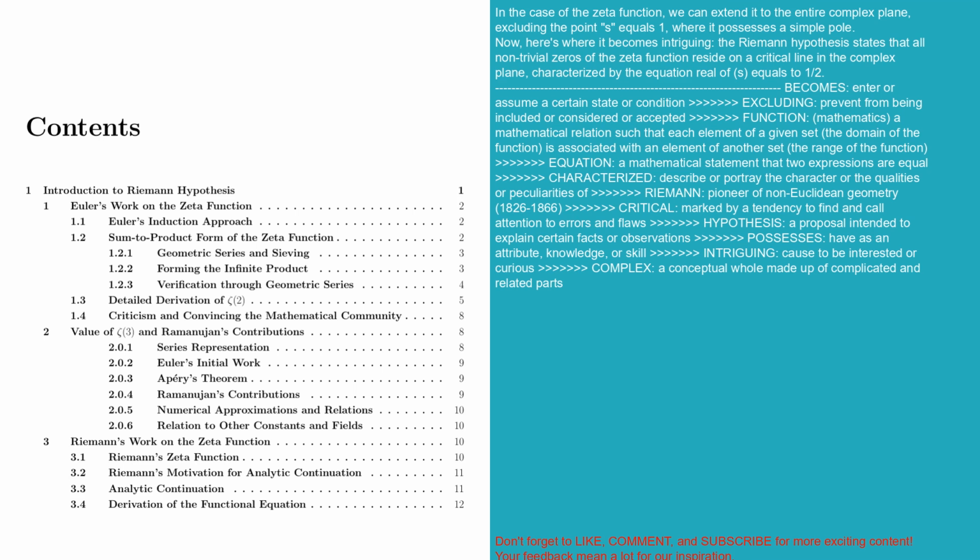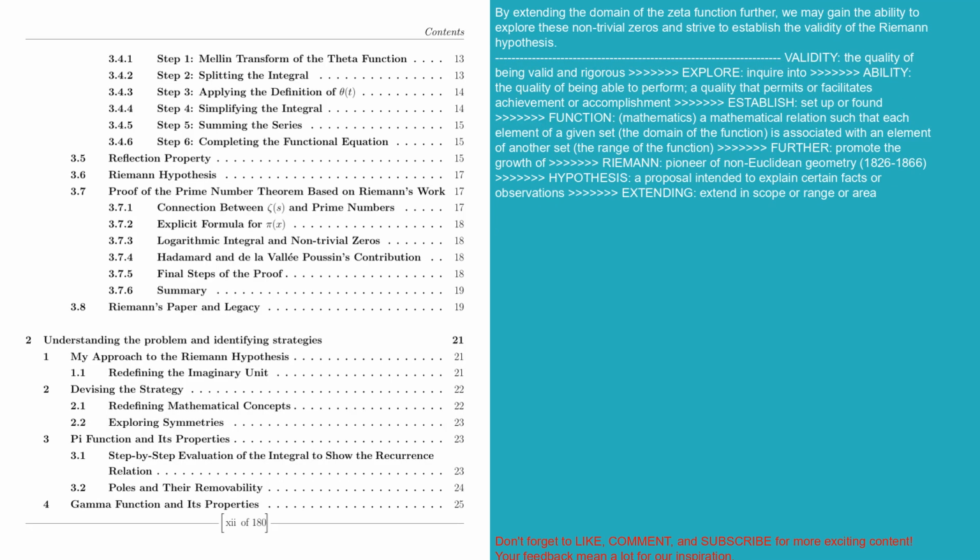Now, here's where it becomes intriguing. The Riemann hypothesis states that all non-trivial zeros of the zeta function reside on a critical line in the complex plane, characterized by the equation real part of s equals 1/2. By extending the domain of the zeta function further, we may gain the ability to explore these non-trivial zeros and strive to establish the validity of the Riemann hypothesis.